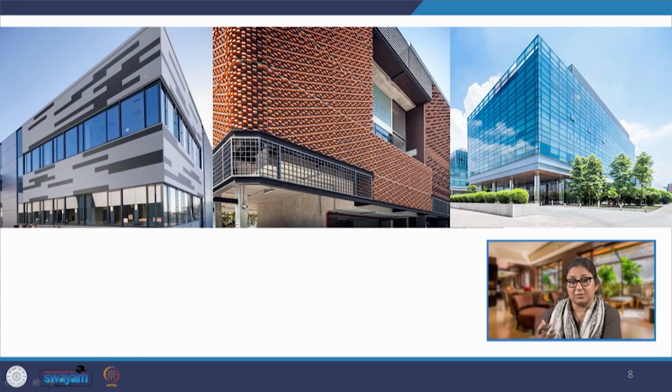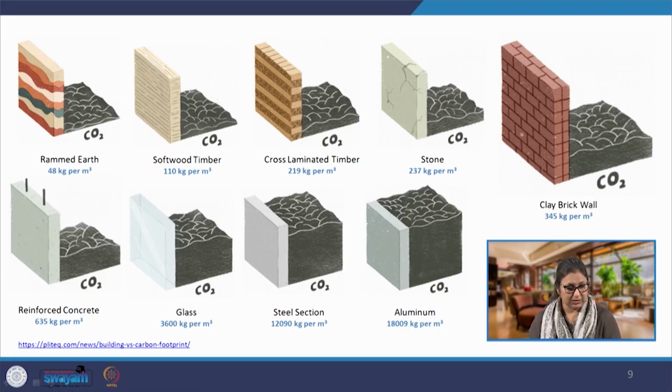It is about perception, as I have been talking about, but there are options, and buildings with all different materials can look equally aesthetically pleasing. Now, here look at how the numbers are varying. Starting from rammed earth, as I said, it is a very low number. So, looking at rammed earth, which is a natural material.